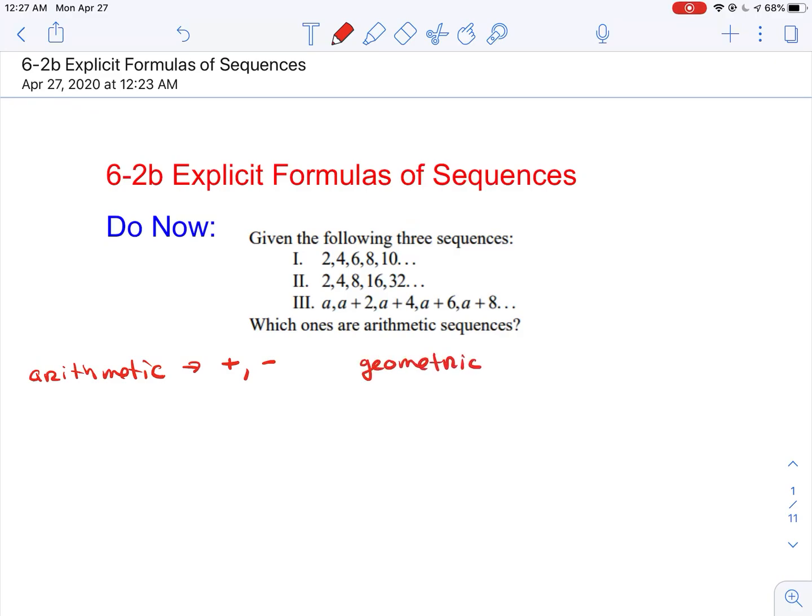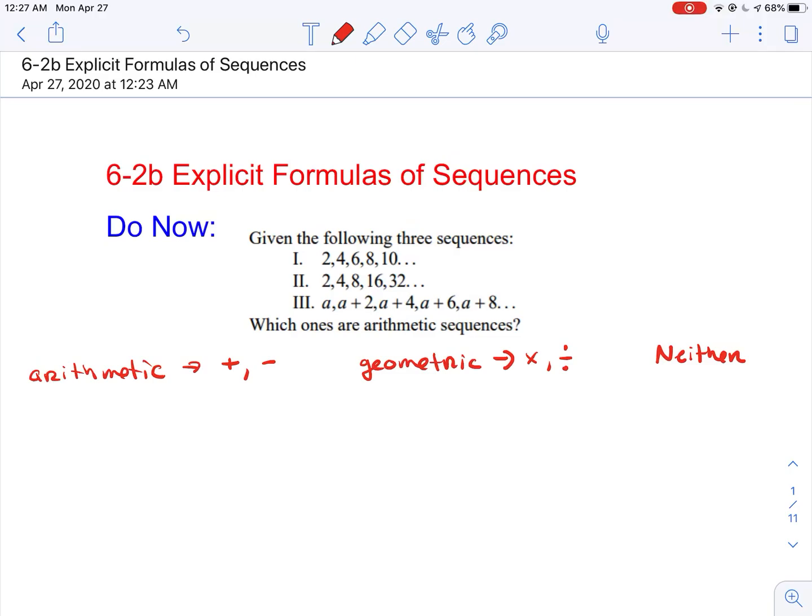The other type of sequence we learned about was called a geometric. Now, a geometric sequence had times or division constantly. So times 2, times 2, times 2, divided by 5, divided by 5, divided by 5. But just remember that division is represented as a multiplication of a fraction. So divided by 5 would be represented as multiplied by 1 over 5.